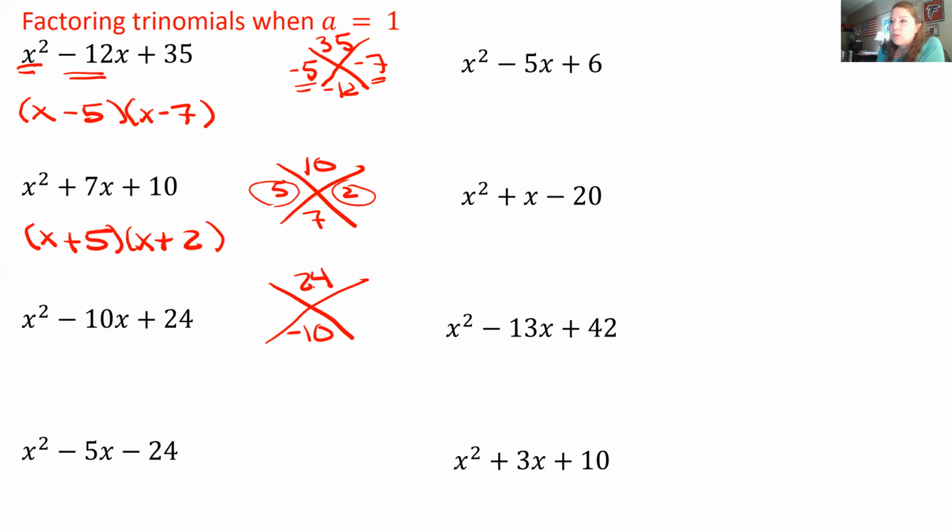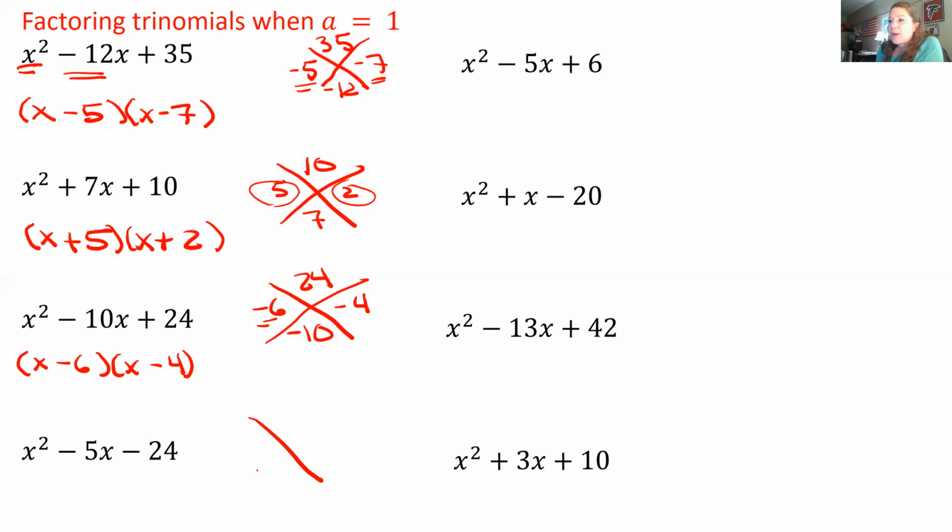All right, we're trying to get a product of 24 and a sum of negative 10. So that would be what? Negative 6 times negative 4 is positive 24, and negative 6 plus negative 4 is negative 10. So the square root of x squared is x and x. And our two numbers are minus 6 and minus 4.